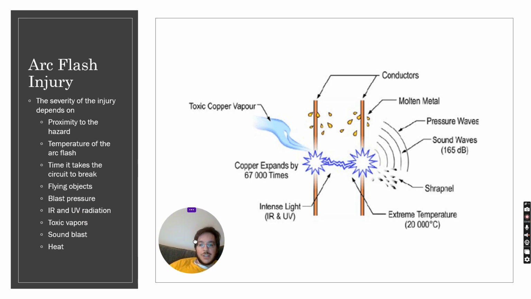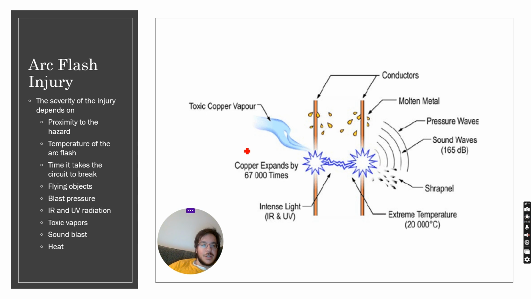Here's a better example. We've got two conductors here, and somebody has created an arc flash. The electricity has passed between these two copper conductors, and a lot of things have happened. We've got an explosion, and that's created shrapnel. Some of the copper has burst as solid, and some of it has melted as liquid, which will burn you. And some of it has created a vapor cloud, which gets into your lungs.